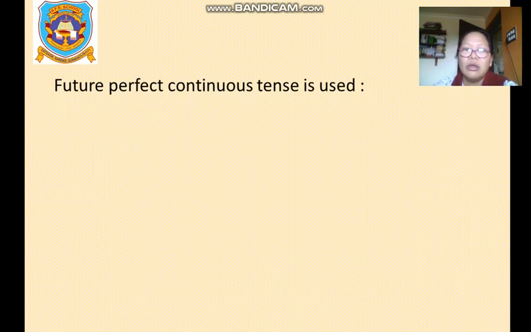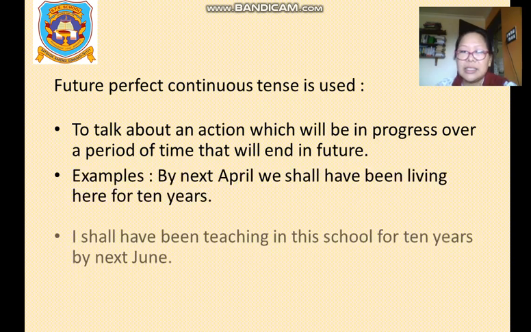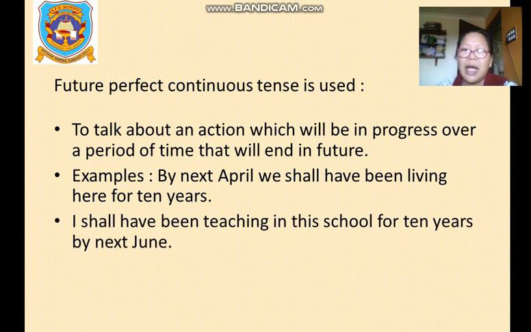Now future perfect continuous tense is used to talk about an action which will be in progress over a period of time that will end in future. Let us understand it by some examples. By next April we shall have been living here for 10 years. It says that it is used to talk about an action which will be in progress over a period of time that will end in future.